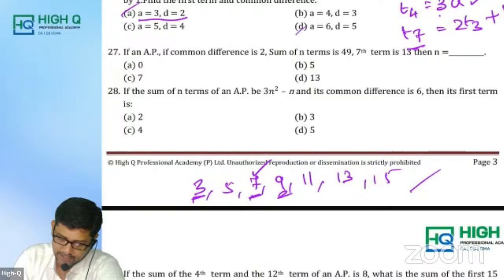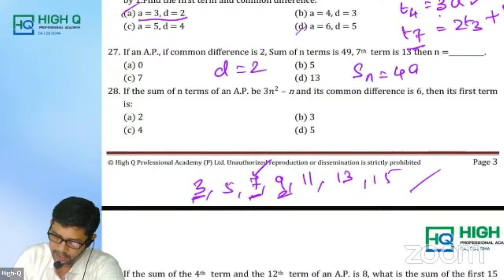In an AP, if the common difference is 2, the sum of n terms is 49. Can you find out the 7th term?